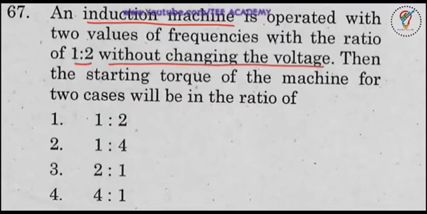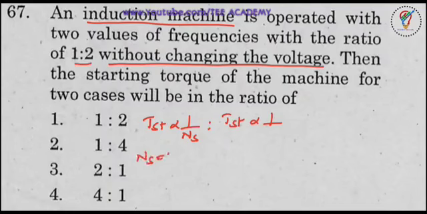Then the starting torque of the machine for the two cases will be in the ratio of... Remember here, starting torque is inversely proportional to speed. So T_ST is inversely proportional to N_S, the synchronous speed, as you have seen in the previous case formula, right? N_S is equal to 120 F by P. I can say that starting torque is inversely proportional to frequency here.